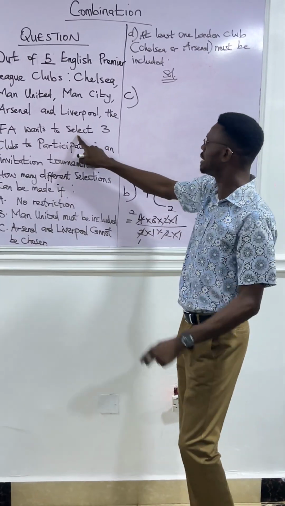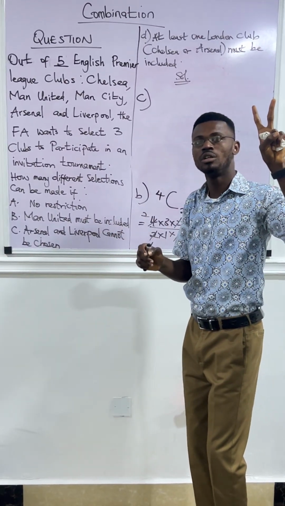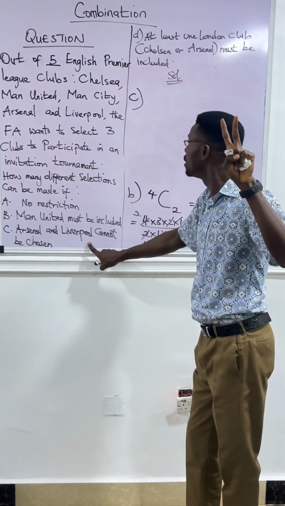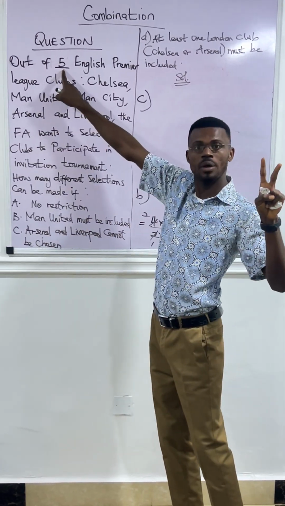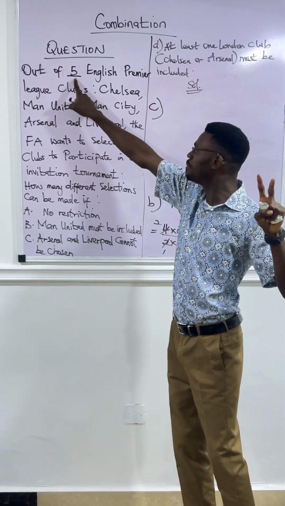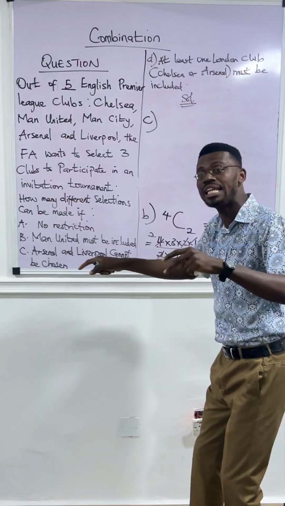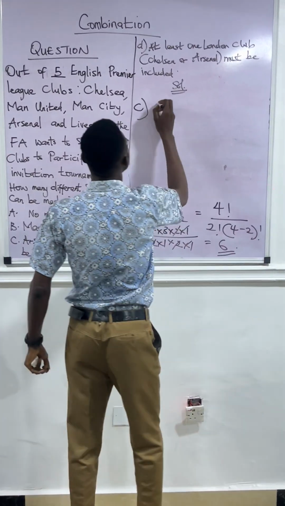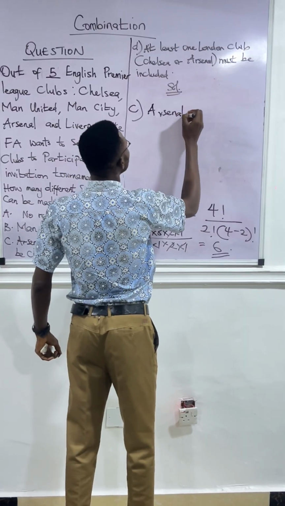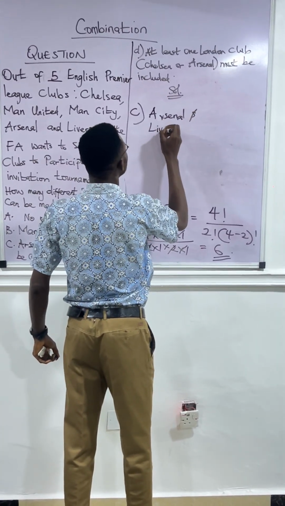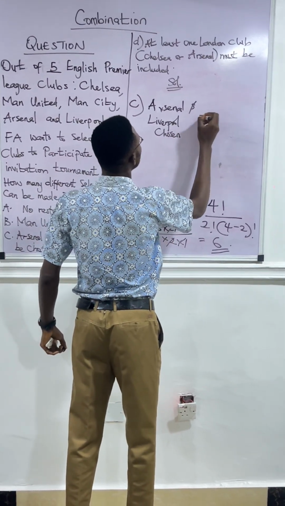Now remember, we have to select 3 clubs. If Arsenal and Liverpool must be chosen, it means I already have 2, so I'm left with 1 to select. Now if the total is 5 and I've already selected Arsenal and Liverpool, 2 away from 5, what is left? 3. That means I will select 1 from 3. So the answer for Arsenal and Liverpool choosing is equal to what?